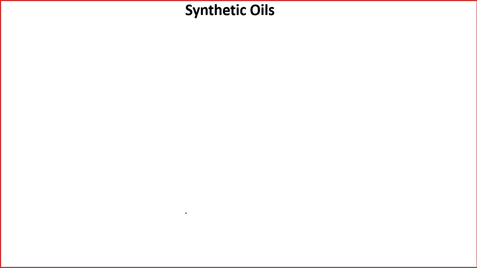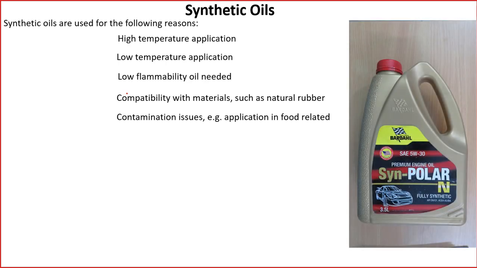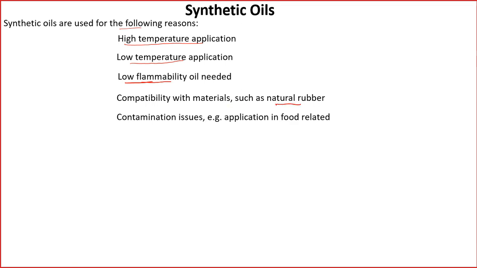And synthetic oils are slightly different from mineral oils, in that synthetic oils have been manufactured by polymerization process, and they have lots of advantages. For example, they are used for high temperature application as well as for low temperature application, low in flammability or almost fire resistant, compatibility with materials such as natural rubber. So some of the mineral oils may not be compatible with natural rubber. And contamination issue, so they have very little contamination. So in some cases, application in food and agricultural products, you can use synthetic oils.